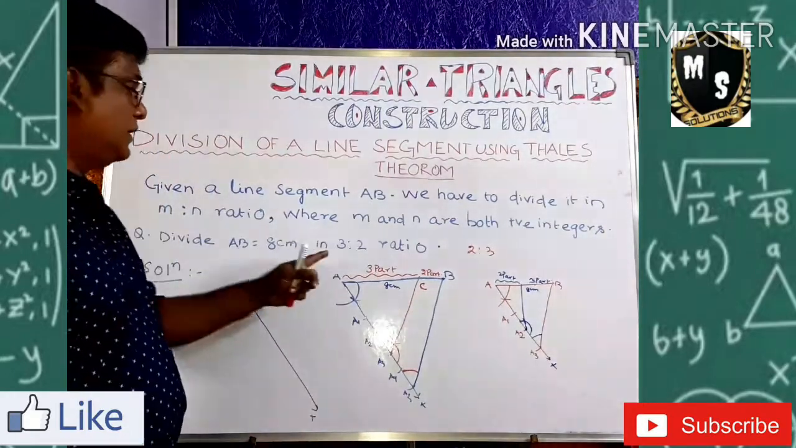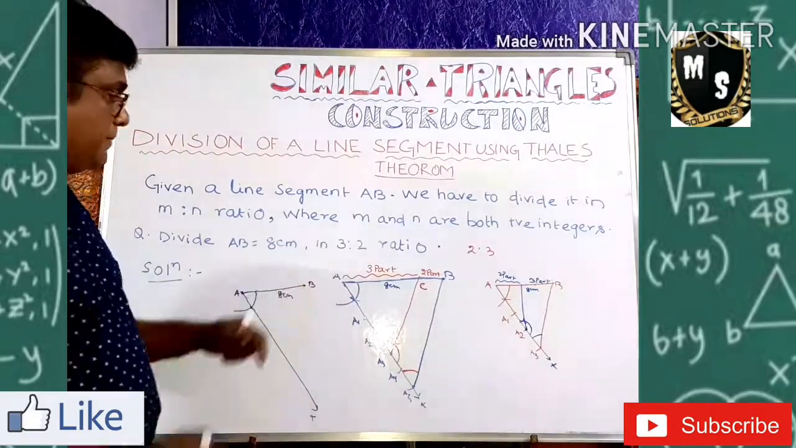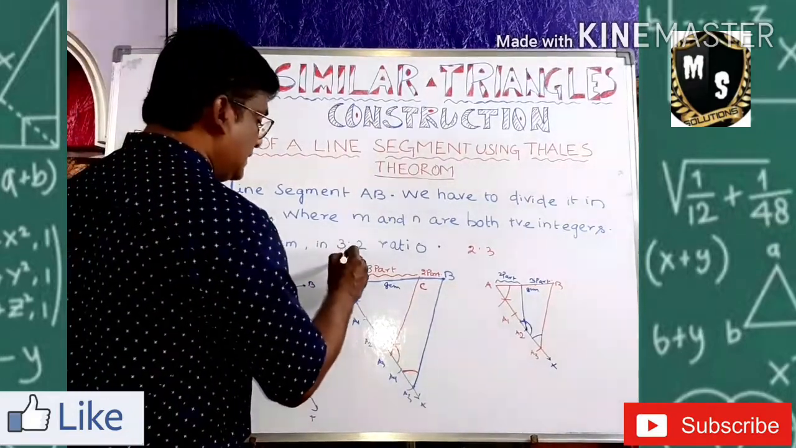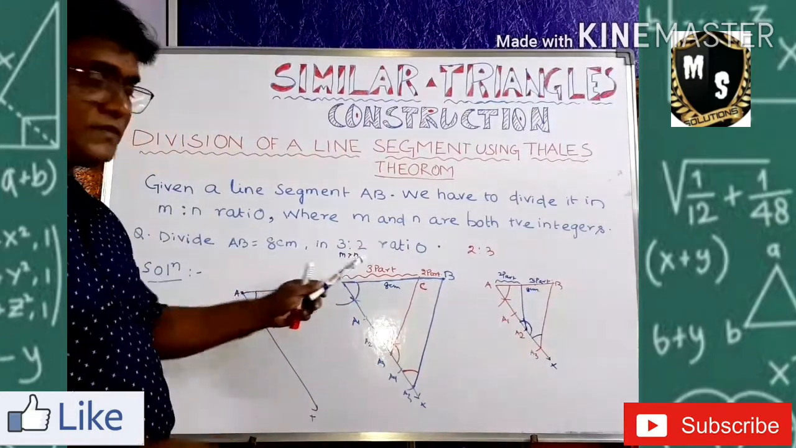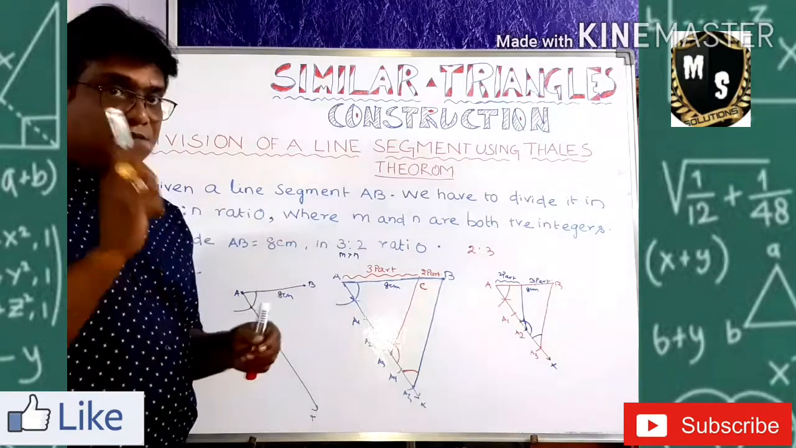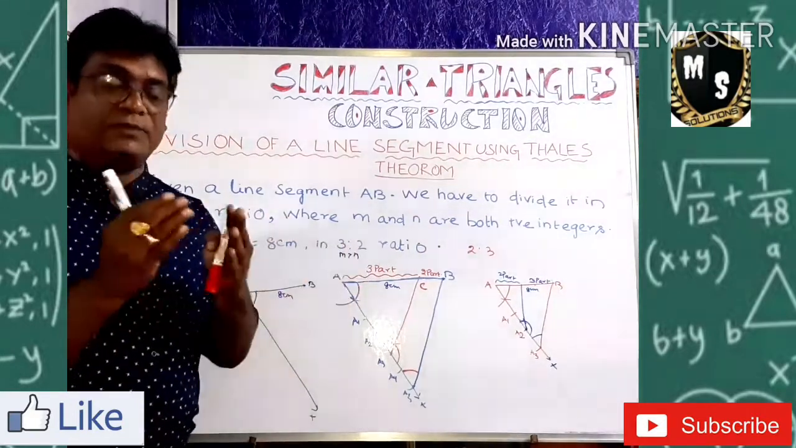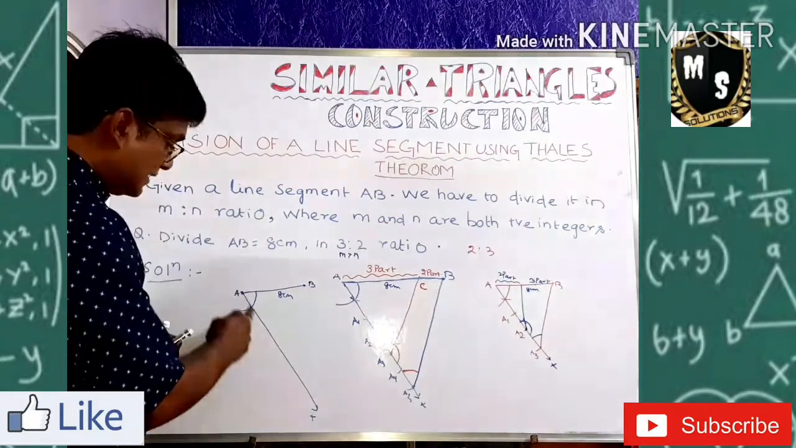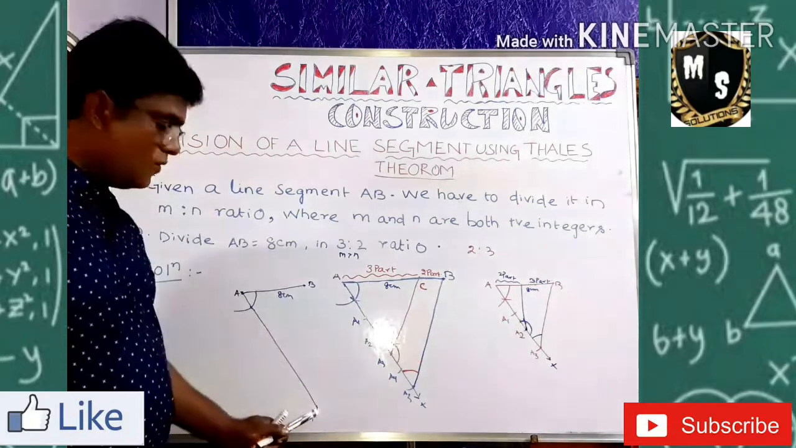Now come to your ratio. What is your ratio? 3:2. See now, m is greater than n. This is the trick, remember. 3 plus 2 is 5. Now on this line, you make 5 parts.